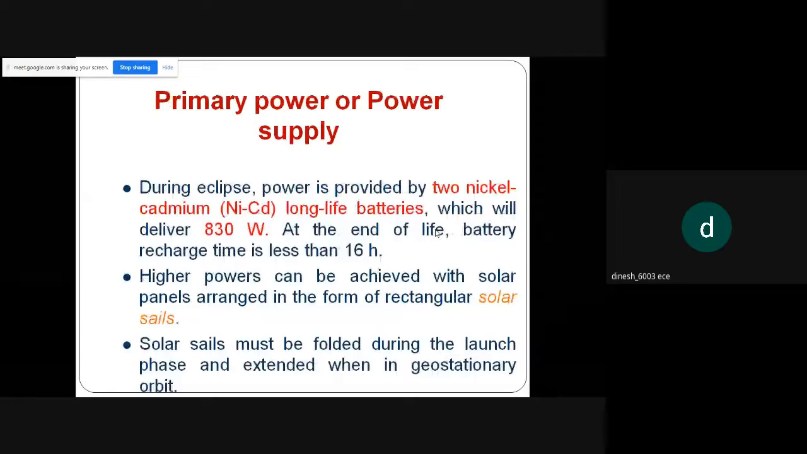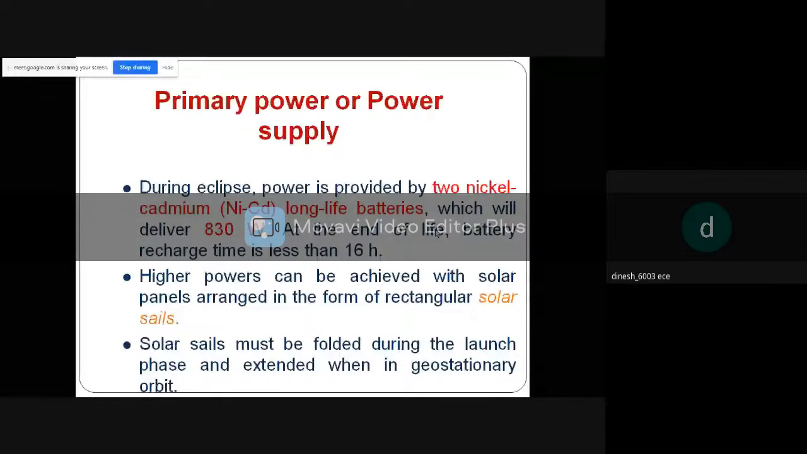So what happens during solar eclipse? We'll see that.